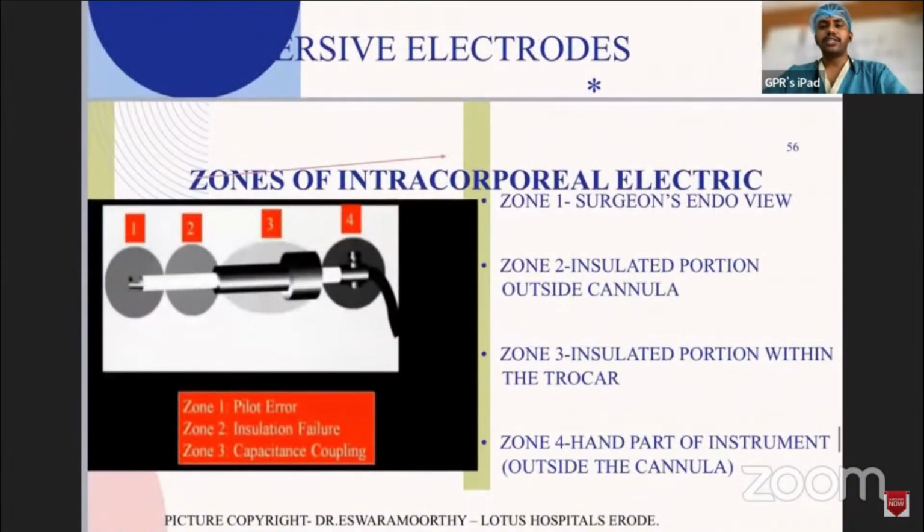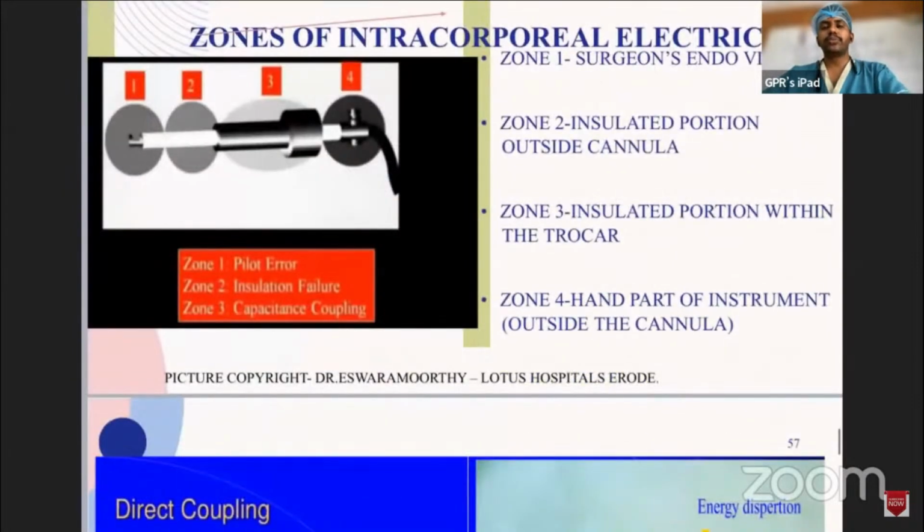When it comes to endosurgical units, during endoscopic or laparoscopic surgeries, there will be intracorporeal electric current dissipation, which can happen at 4 different places. It could be at the tip of the instrument or at the endo view, most likely because of faulty placement of the instrument over the place where it is not needed, or overactivation of the foot pedal.